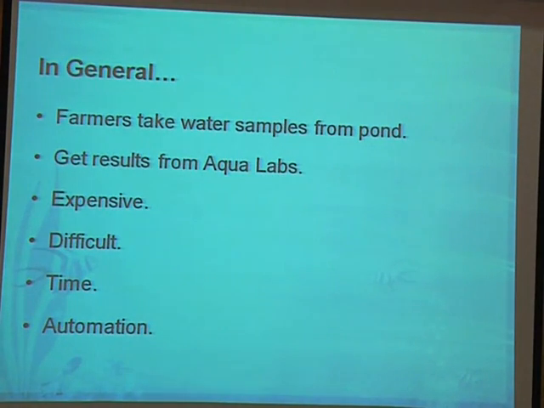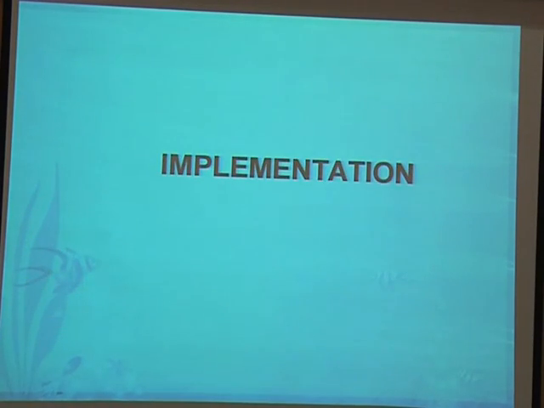What is going on outside? In general, the farmers take water samples from the pond, and they have to visit the labs near the city or the village, and the lab tests the samples and tells them the results. It takes so much time, and every time they have to visit, it is very expensive. That's why we have to go for automation. Why don't we go for automation, which will reduce all these burdens for the farmers? Now we will see the implementation.